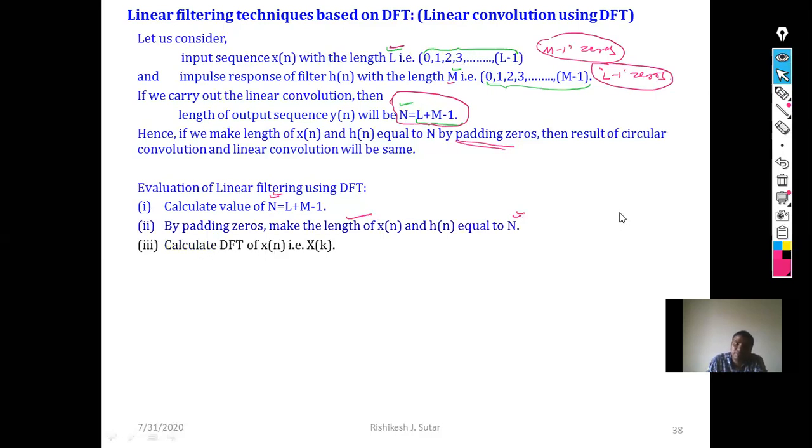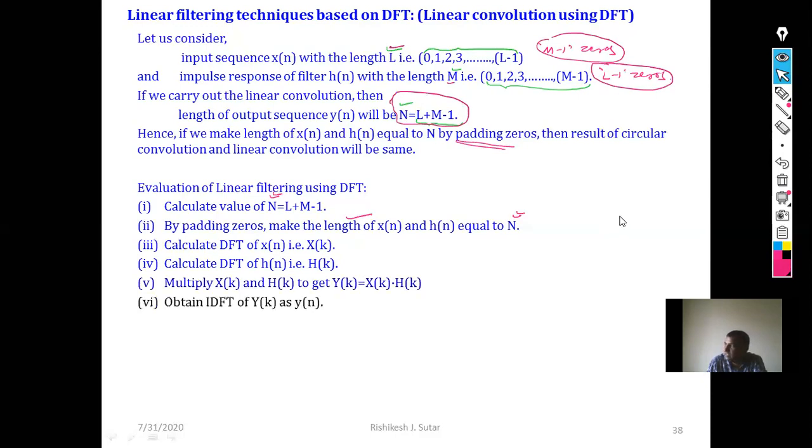Then you can calculate the DFT of x of n, that is X of k, and the DFT of h of n, that is H of k. Then you multiply X of k and H of k to get Y of k. Once I get Y of k, I can take its inverse DFT and I will get y of n. This is the procedure we should follow for getting the output y of n. Let us move further now.